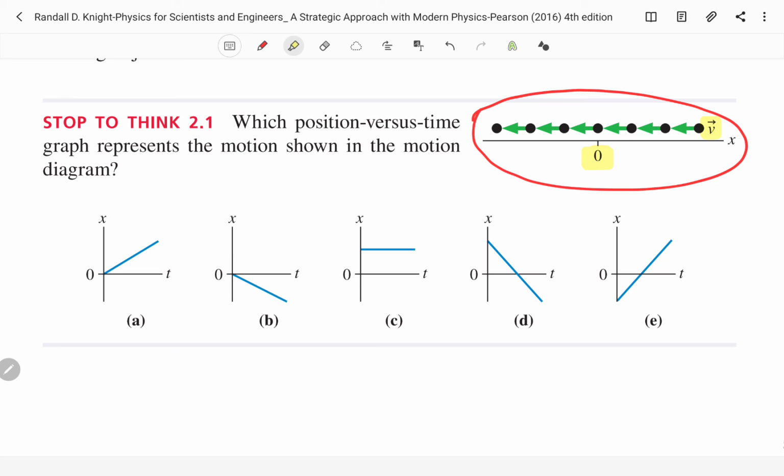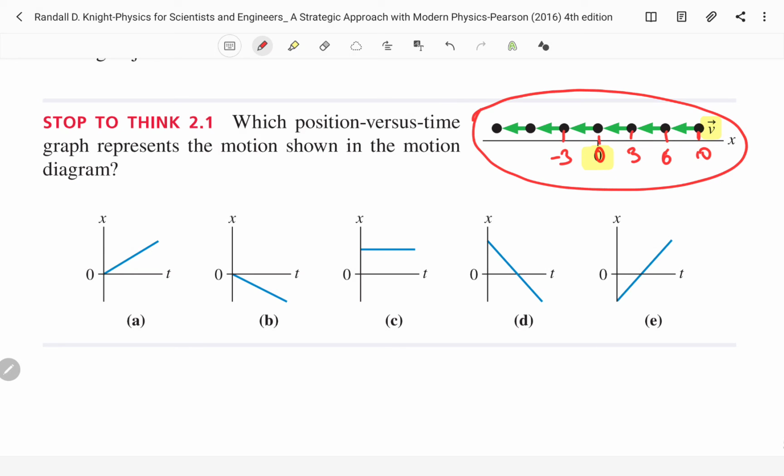What does it mean? It means velocity is negative, or we can say position is decreasing. For example, let's say position was 10 meters. Then it becomes, I don't know, 6 meters. Then it becomes 3. Then it becomes 0. Then it becomes -3, etc. So it's moving in the left direction. Position is decreasing.